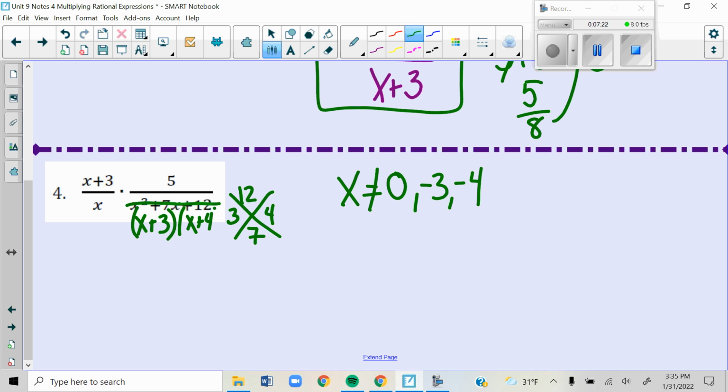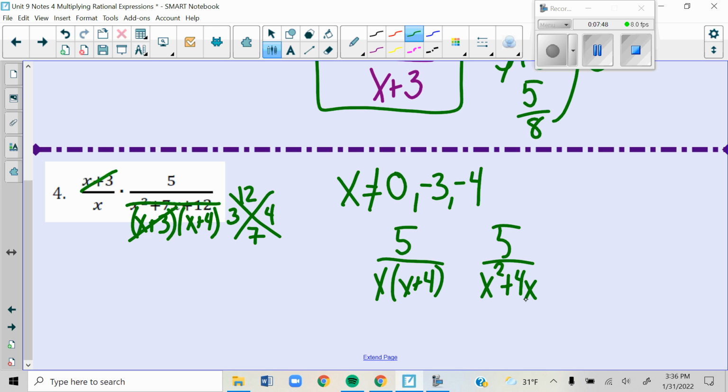Remember, the negative 3 and the negative 4 come from, if I plug those in, that term would turn into a 0. All right, so we're going to cancel my x plus 3's, and that's about it. So we get 5 on the numerator, and then an x times an x plus 4. Now, I am okay if you wanted to leave it this way. If you wanted to distribute in that x again, you would have x squared plus 4x. Both of those are going to be equivalent, and both of those are going to be accepted answers.